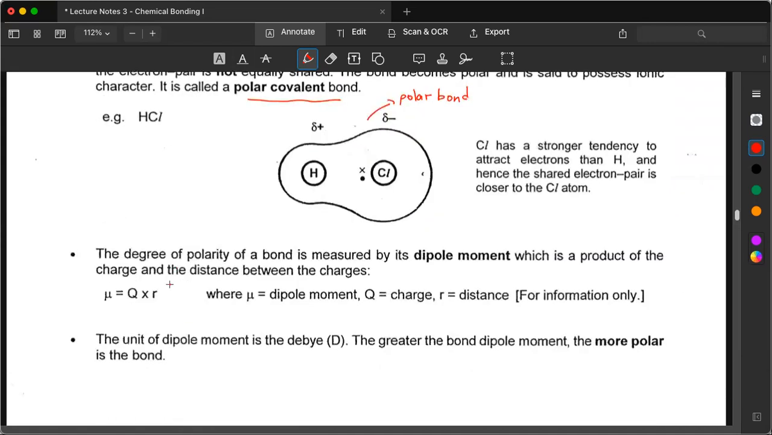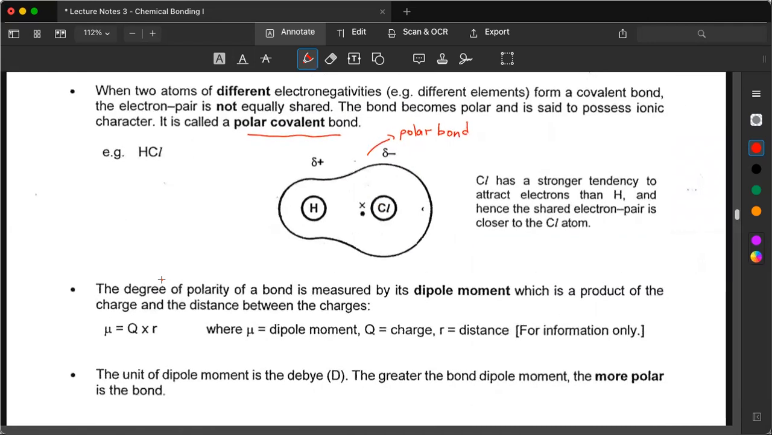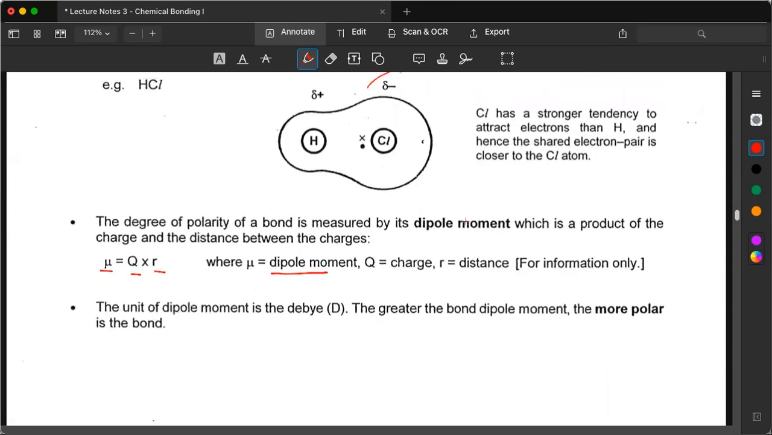The degree of polarity is measured by its dipole moment, which is a product of charge and distance between the charges. So this is the formula for dipole moment. Q represents charge and R for distance. This is not required for A level, it's just for information. So the greater the bond dipole moment, the more polar the bond.